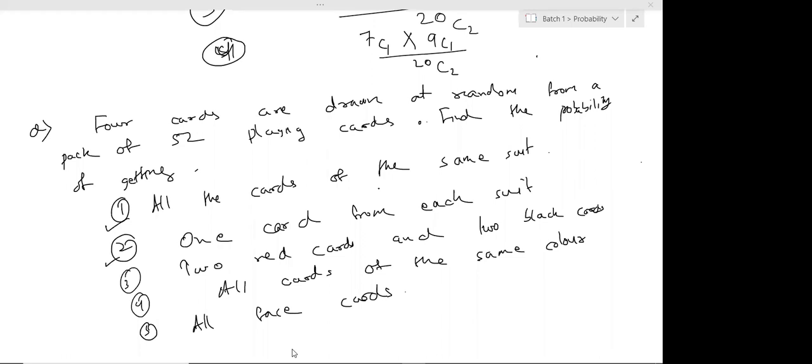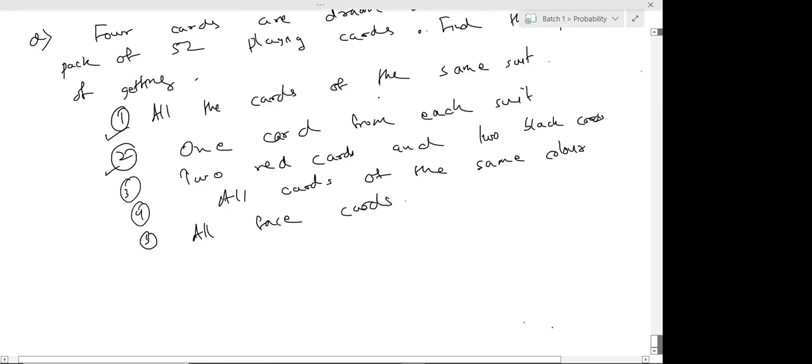Have you solved this? Yes, sir. Okay, match your answers. In the first part, four cards are drawn, that means 52C4 in the denominator. In the first part, all the cards of the same suit. How to write this, Gautam? 13C4.